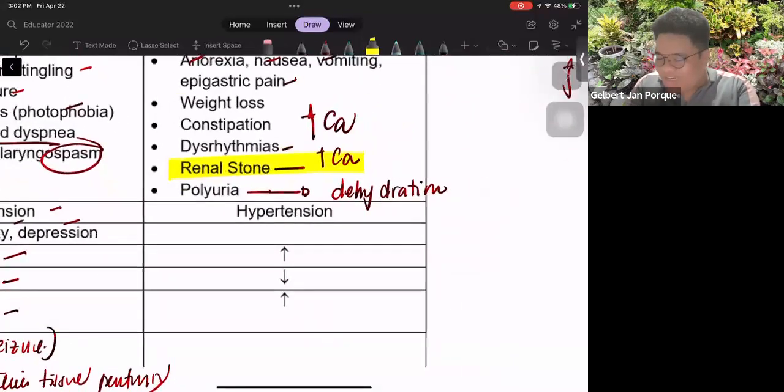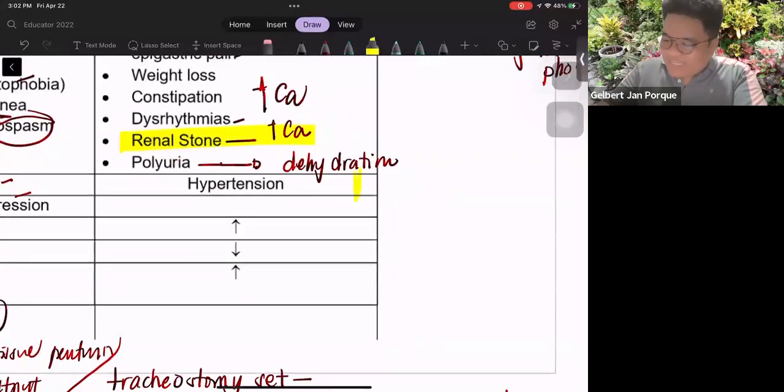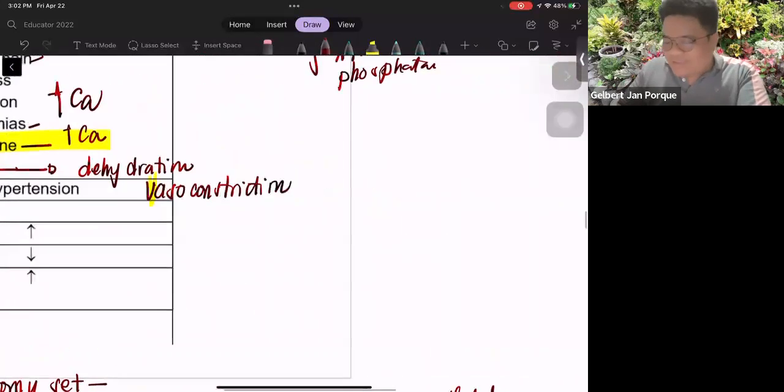Okay, hydration. Now, hypertension. What is one effect of calcium in our bloodstream or in our blood vessels? Does it cause vasoconstriction or vasodilation? Very good. One effect of calcium in your blood vessel is vasoconstriction. So what is the best class of antihypertensives that could address this problem, hypertension due to increased levels of calcium?